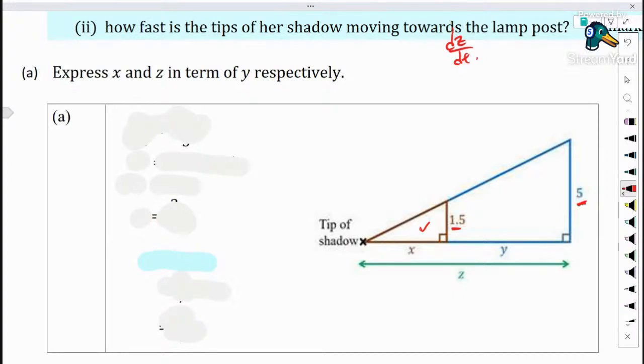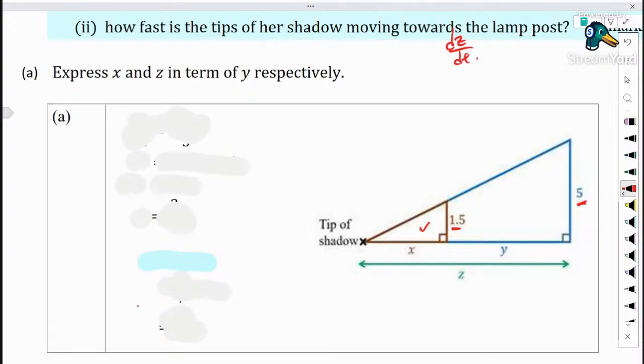Now, make use of this triangle here. We should be able to find the answer if I want x written in terms of y and z written in terms of y, and how we get this answer. So guys and girls, in this case, although you see a right angle triangle, we cannot make use of Pythagoras theorem to get the answer. Instead, we use similar triangles to get our answer.